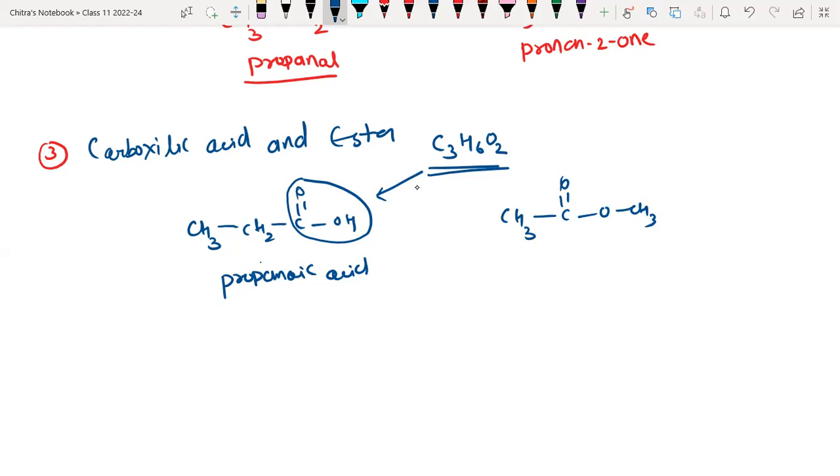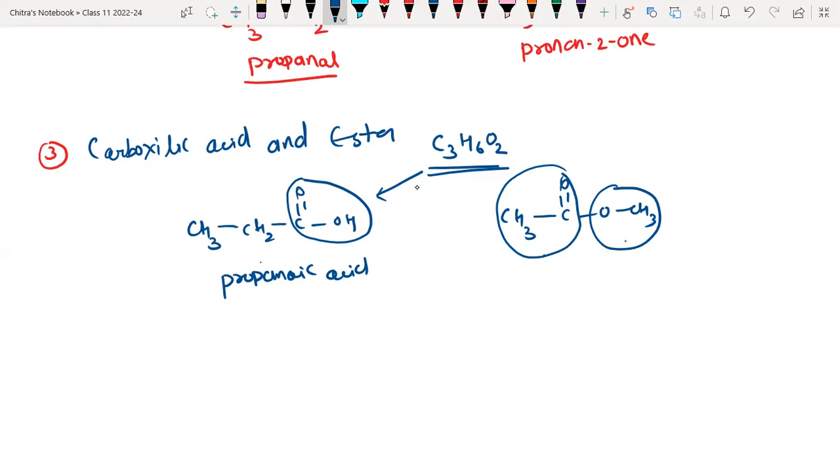Sir, can we put the O before also? In the place where you put C double bond O, first we can put O, then C double bond O. Yes, this is also correct, we can do that also. This is an alkoxy group, and this is the alkanoate group, alkoxy and alkanoate.